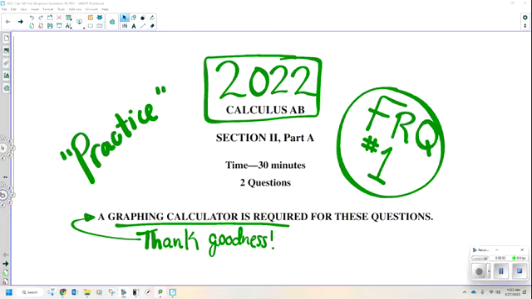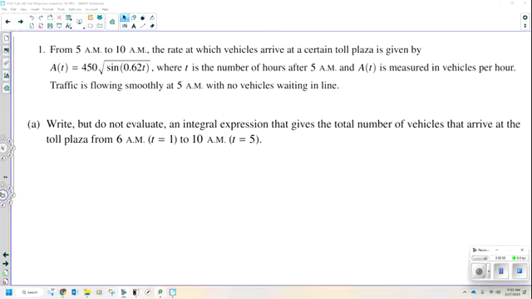Let's start. Free response question 1. Problem number 1 reads, from 5 a.m. to 10 a.m., the rate at which vehicles arrive at a certain toll plaza is given by A of t, which equals 450 times the square root of the sine of 0.62t, where t is the number of hours after 5 a.m., and A of t is measured in vehicles per hour. Traffic is flowing smoothly at 5 a.m., so no vehicles waiting in line.